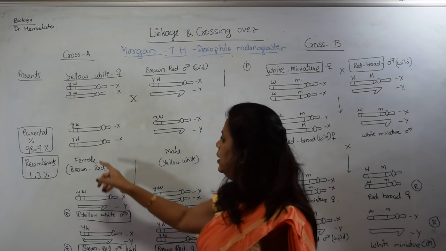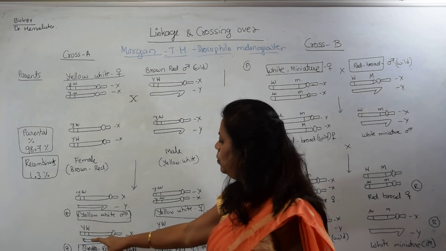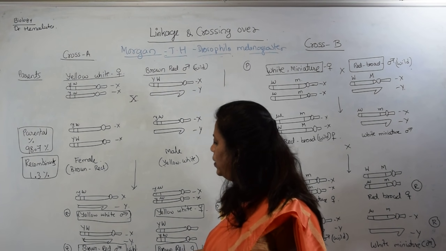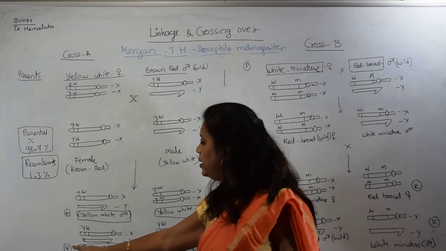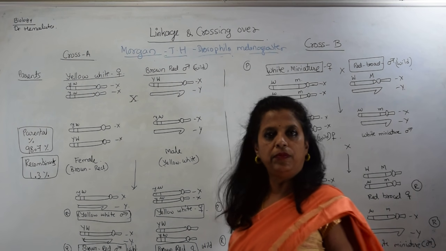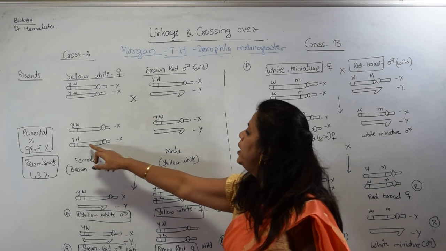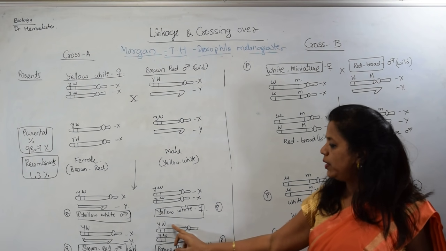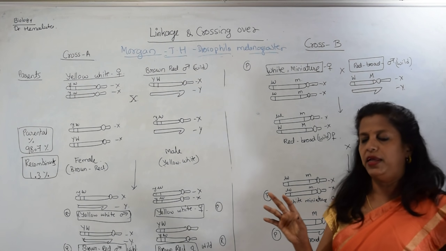Now, next, this one, that's capital Y, capital W with the Y chromosome. Capital Y, capital W, brown and red. This is the wild type. So this is again the parental combination, right? But what is this? This, capital Y, capital W, small y, small w, which is formed here. See, capital Y, capital W, small y, small w is a brown and red-eyed female.